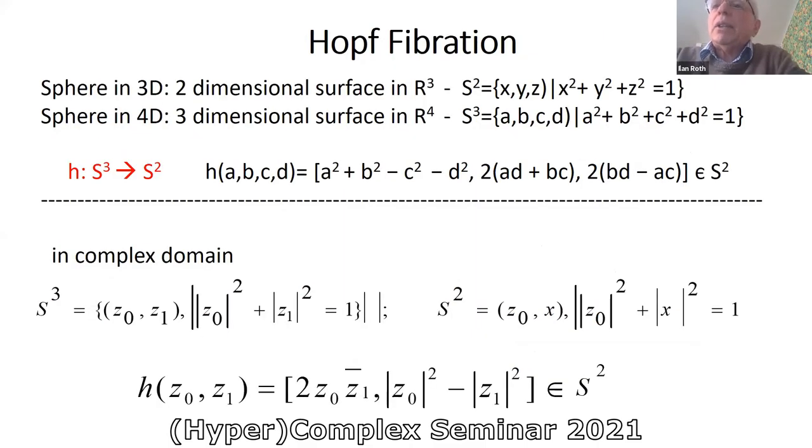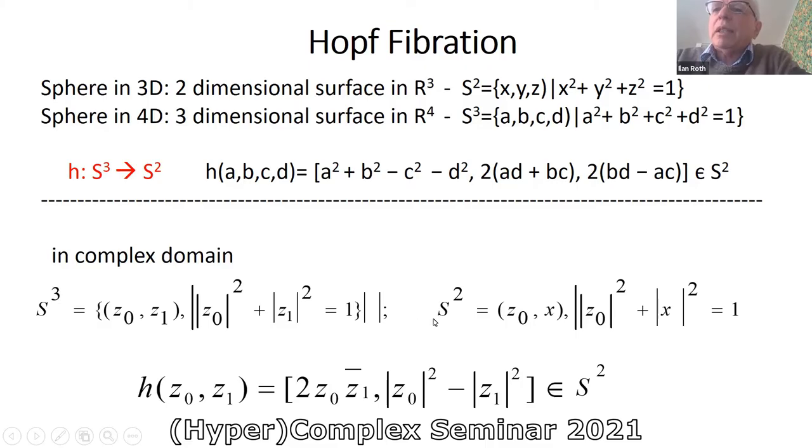So the story starts in 1931, when Hopf surprised the mathematical world with his idea that if you find a function from the three-dimensional sphere, which I describe simply here, to three-dimensional, this was one of the ways, then you can find some amazing structures, which can be later applied to other fields. So in the complex domain, this is the way. I will not go into details. I will give, telegraphically, just some results.